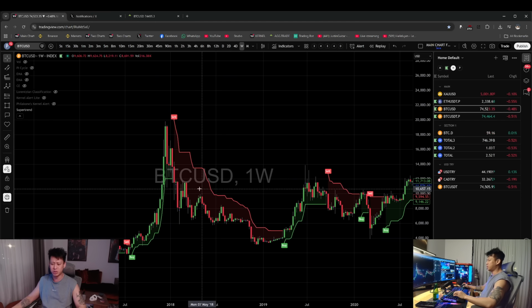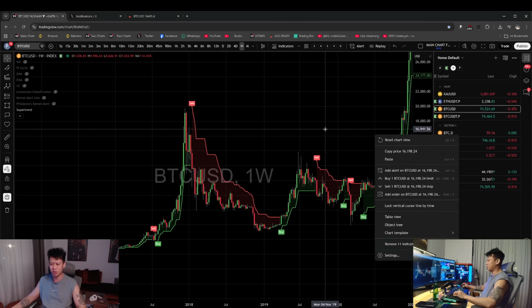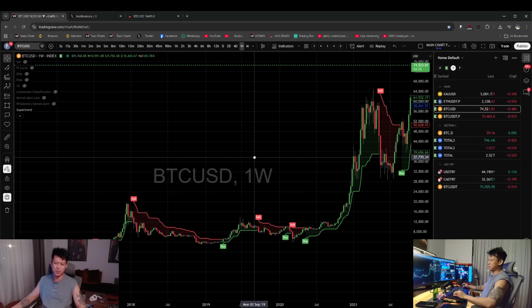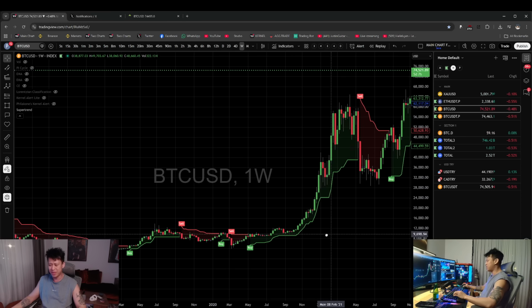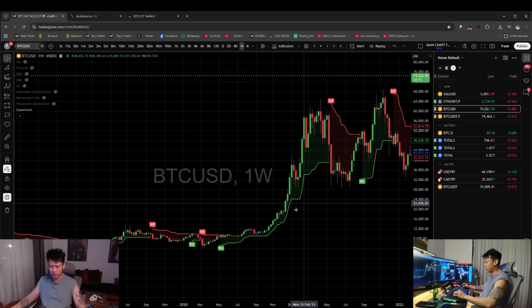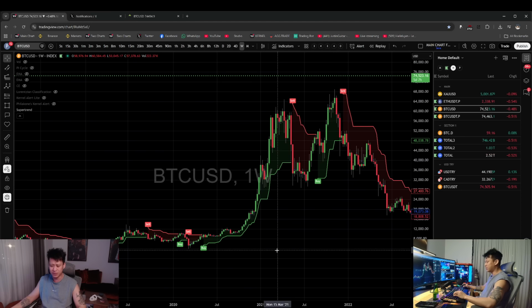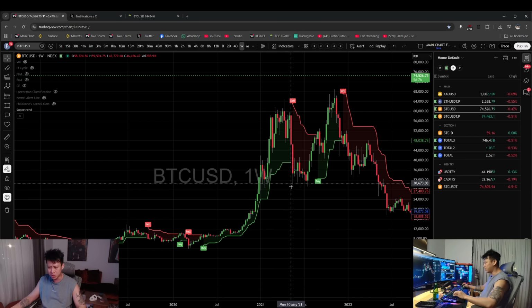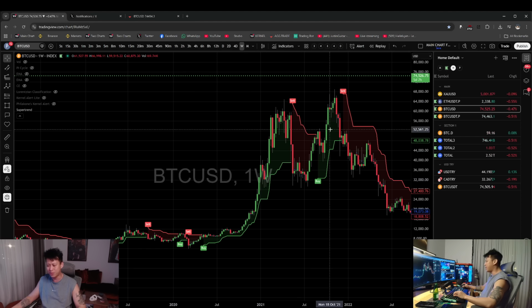But of course, you can always tighten up the multiplier to get it closer, but nevertheless, it's not the best tool to use by itself. And then you can see that in the 2020 bull market over here, 2021, it was very, very different as well. It just stayed green most of the time, flipped one time to red, then back to green.